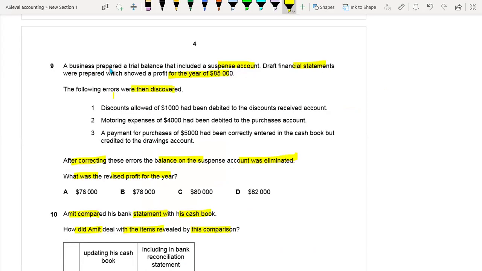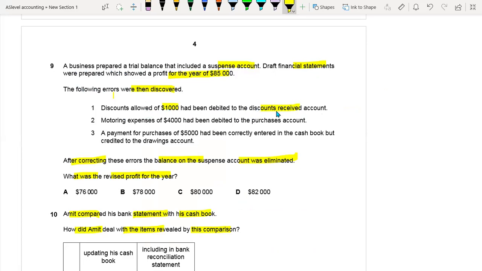Okay, so in question number 9, a business prepared a trial balance that included a suspense account and draft financial statements. The following errors were then discovered. So first of all, discount allowed of 1,000 had been debited to the discount received account. If you see that discount allowed is 1,000 and it is debited in the discount received account, it means that you have decreased the discount received account. Okay, but you didn't record the discount allowed account.